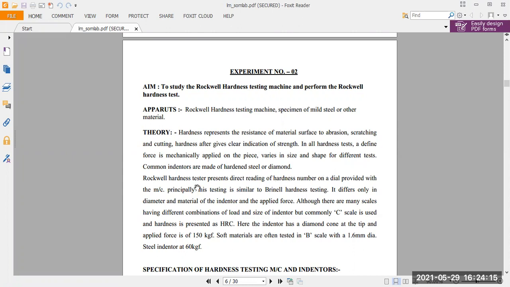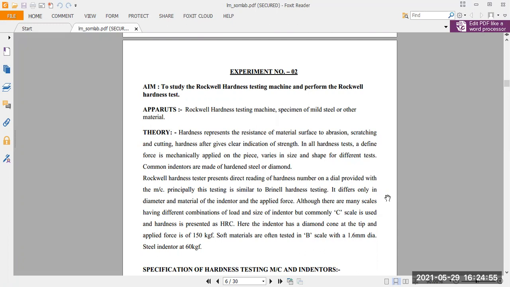Now, this Rockwell hardness tester presents a direct reading of hardness number on a dial provided with the machine. Principally, this test is similar to the Brinell hardness test. It is creating an impression, but it gives a hardness number directly from the machine itself. We don't have to consult any chart or make any calculation to know the hardness. It differs from Brinell only in the diameter and material of the indenter and the applied force.